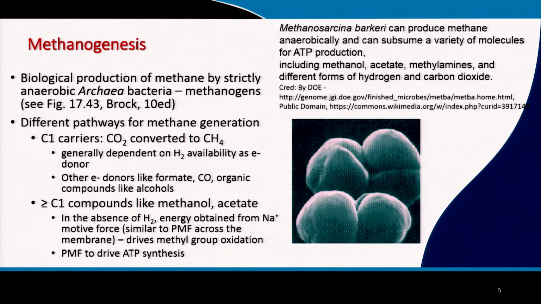So we have different pathways for methane generation. If you have a C1 compound, CO2 is converted to methane. This depends on the availability of hydrogen as an electron donor. You can have other electron donors like formate, carbon monoxide, organic compounds like alcohols and others. And then you can have other C1 compounds like methanol and higher carbon containing compounds. So methanol, acetate and so many other compounds.